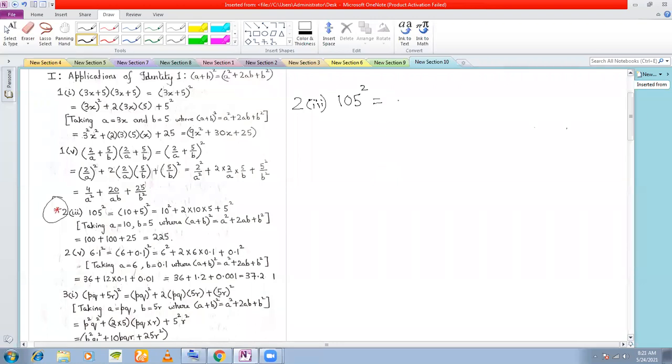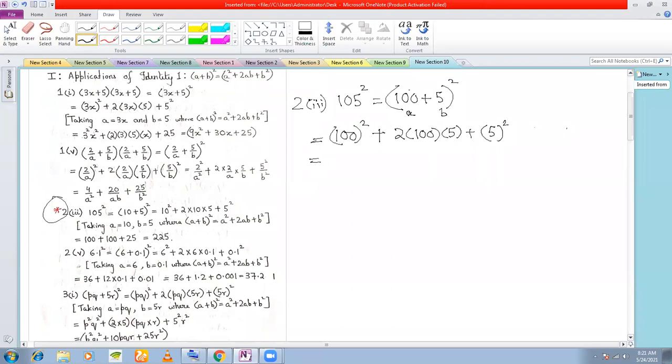Okay. So 105 square, how do you calculate this? With the help of a plus b whole square. You break this up as 105 as, you can write 105 as 100 plus 5. Now you can consider a as your 100 and b as your 5. So now this will become a square, which is 100 square, plus 2ab, 2 into a into b plus b square, right? Why do we break it up as 100 plus 5? Why can't we break it up as 110 minus 5? Or why can't we break it up as 200 minus 5?